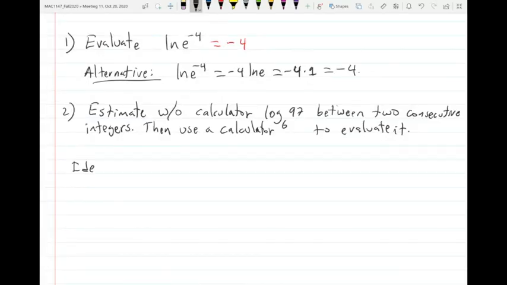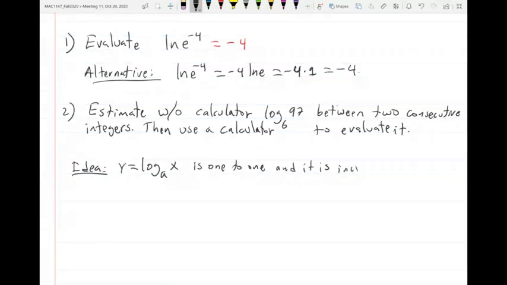So here is the idea. To do that, we're going to use the property of the logarithmic function, which is that they are one-to-one and they are always monotonic, meaning when the base is bigger than 1, it's always increasing, and when the base is less than 1, it's always decreasing. So we want to take advantage of that. In other words, it is either increasing all the time or decreasing all the time.